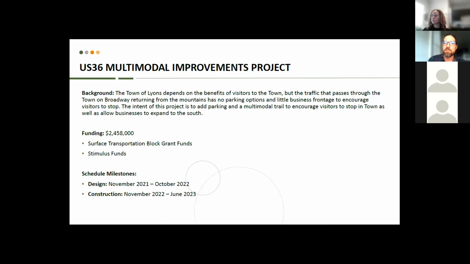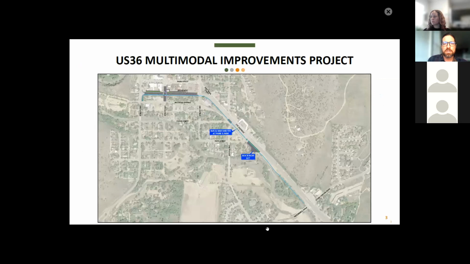The project is about a $2.5 million project, and we're just starting design now, which will progress over the next year, with completion just prior to the summer of 2023. Next slide. So this shows an overall map of the project, extending from the west of town all the way out to McConnell Drive. Next slide.